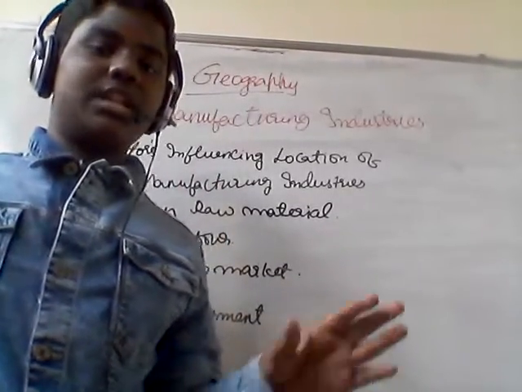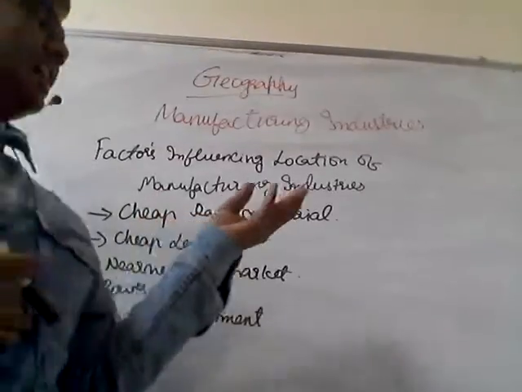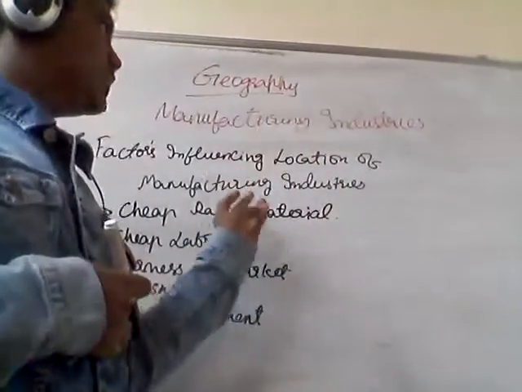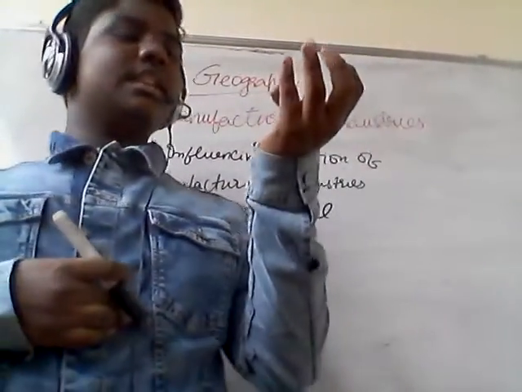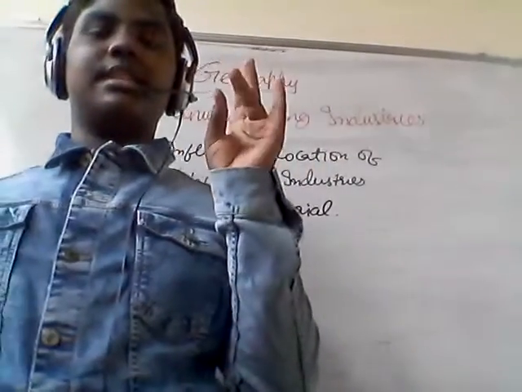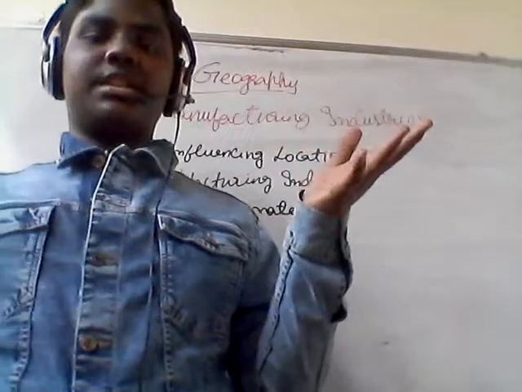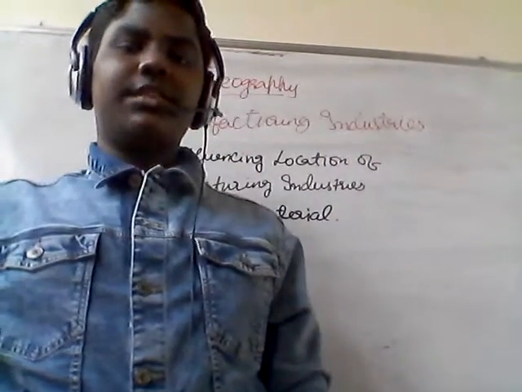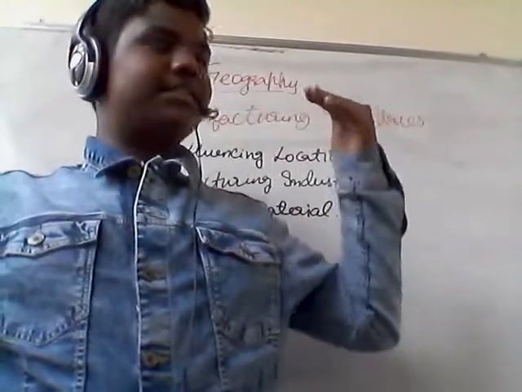I hope you have understood the concepts. We started with manufacturing industries, then the importance, contribution, then the factors influencing the location, and manufacturing industries and agriculture go hand in hand. So in our next video we will continue from the place where we have stopped.